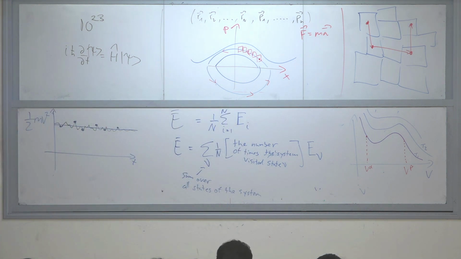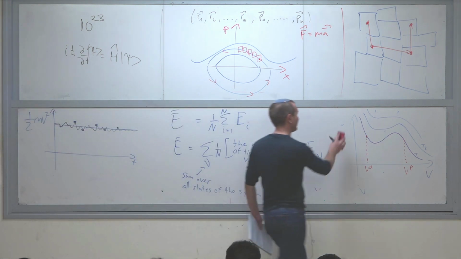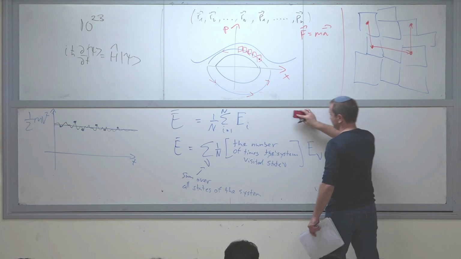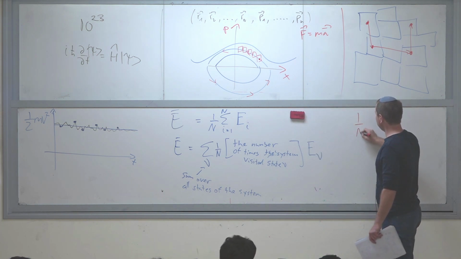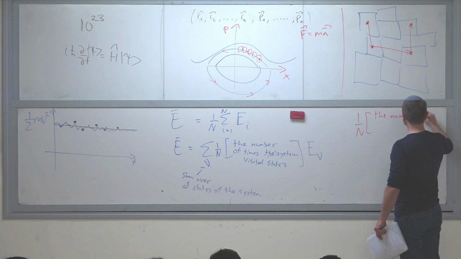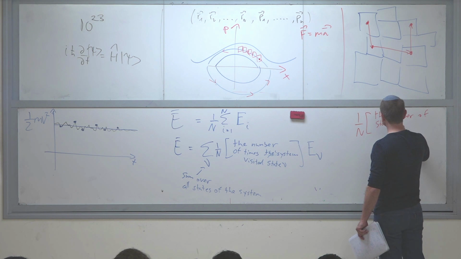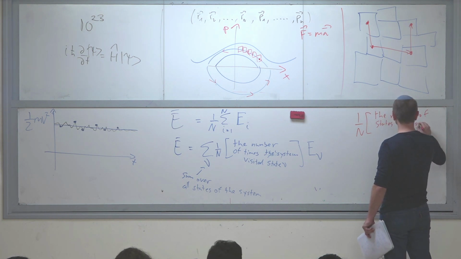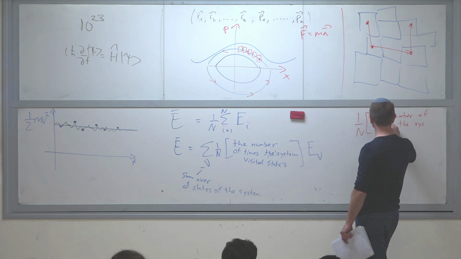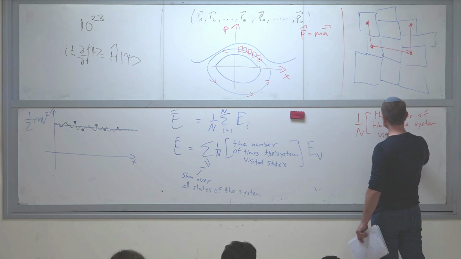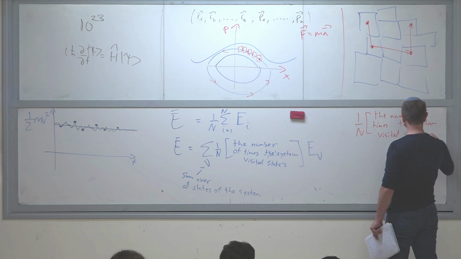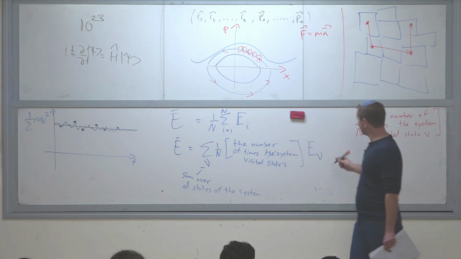Okay? Then we can do the following thing. What is 1 over n? Here, the number of times the system visited state ni. What is this?